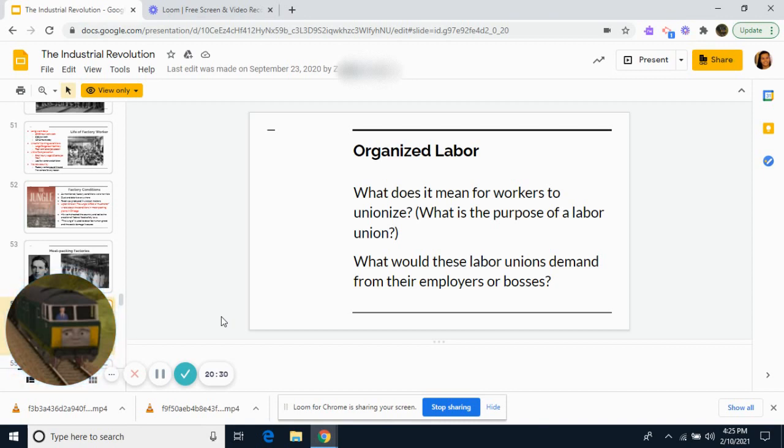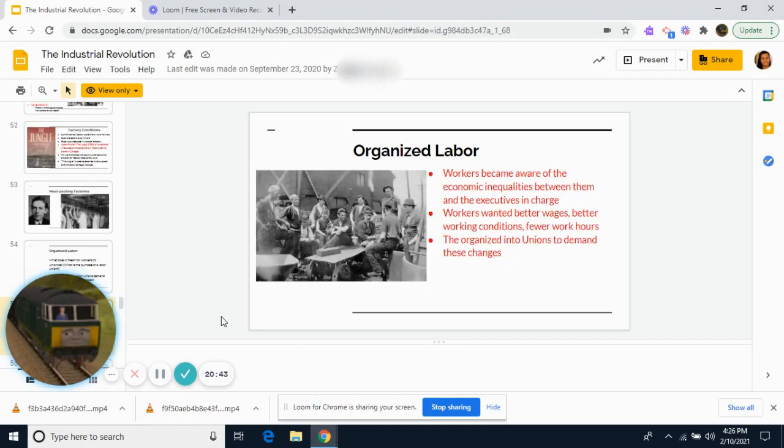Organized labor. What does it mean for workers to unionize? What is the purpose of a labor union? What would these labor unions demand from employers or bosses? Workers became aware of the economic inequalities between them and the executives in charge. Workers wanted better wages, better working conditions, and fewer work hours. They organized into unions to demand these changes.